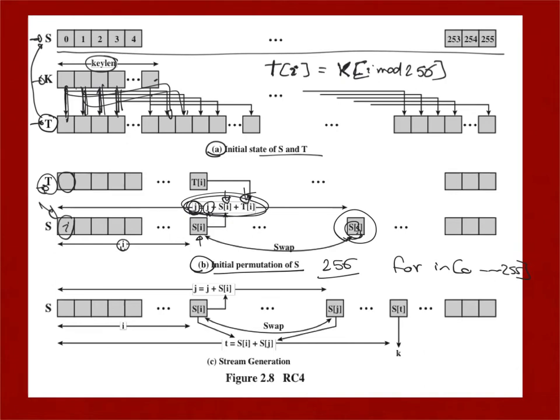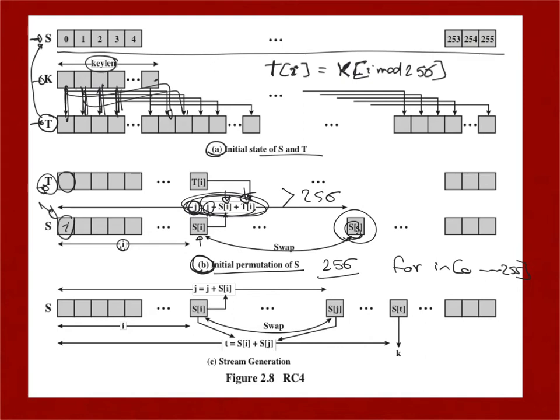So someone might ask me, suppose this value turns out bigger than 256, is that possible? Because everything is modulo 256. So if the value of j becomes 500, it's in fact 500 modulo 256, which means 500 minus 256. Is that clear? So we keep doing this 256 times. So this is the initial permutation.